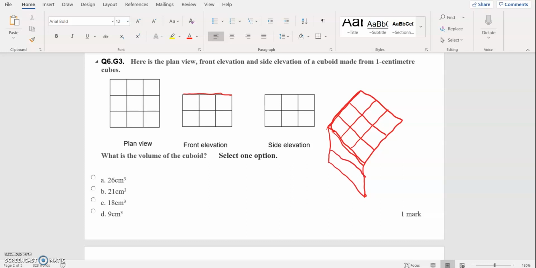Can retry this last bit to make it more accurate. And we have the side elevation, which has 3 centimeters at the top, and then 2 going down. This is not perfect, but gives you an idea. So this solid then has these dimensions. There is 3 times 3 times 2.